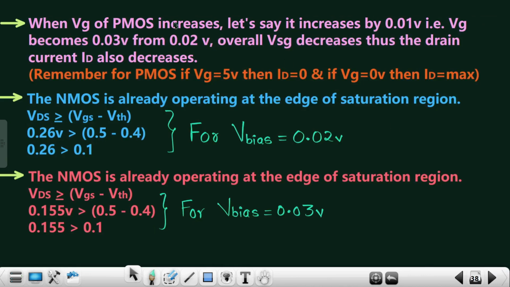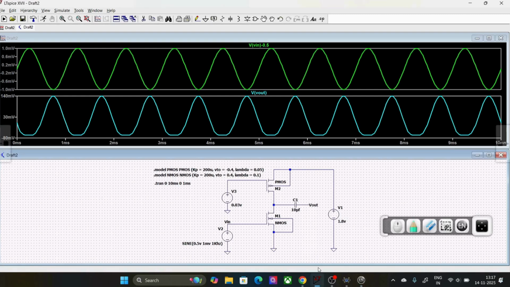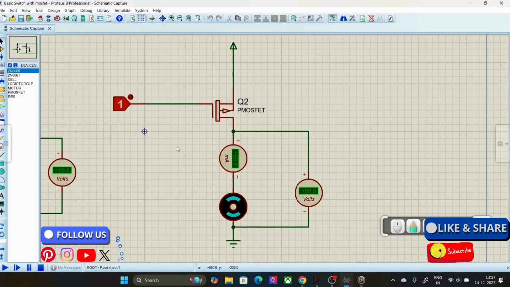So the very first reason is this: when VG of PMOS increases, let's say by 0.01 volts, that is VG becomes 0.03 volts from 0.02 volts, overall VSG decreases, thus the drain current ID also decreases. I know this might sound a little difficult to understand, but don't worry, we'll take one example. Remember, for PMOS, if VG is 5 volts then ID is 0, and if VG is 0 then ID is at its maximum value.